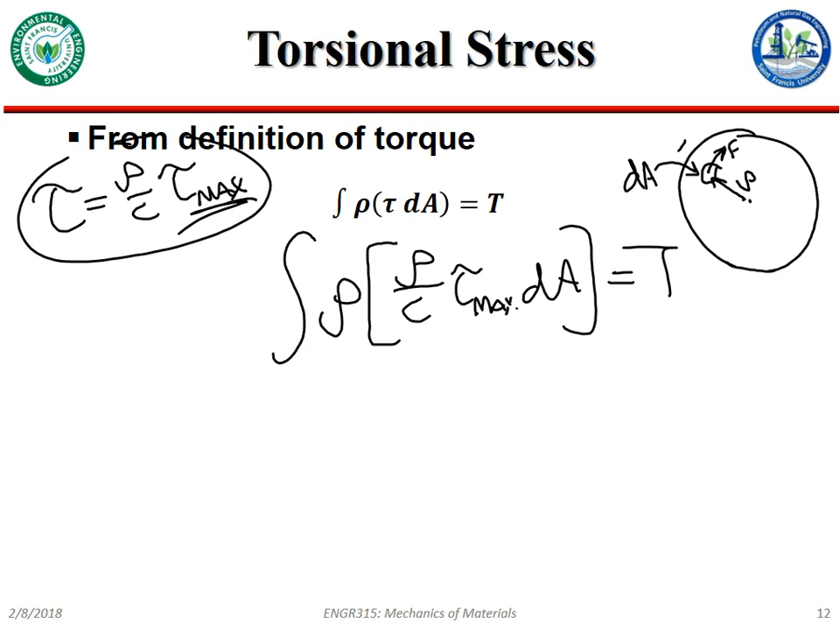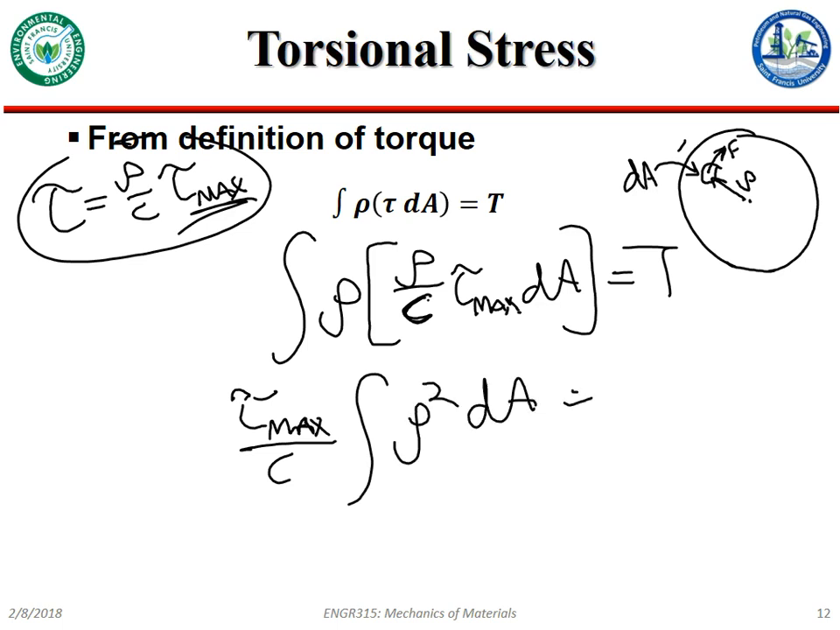I know that my radius and tau max are constants, right? So I can take them out through the integral sign. So I get something like tau max over c times the integral of rho squared dA equals T. Now this still leaves us with all this garbage here, right?